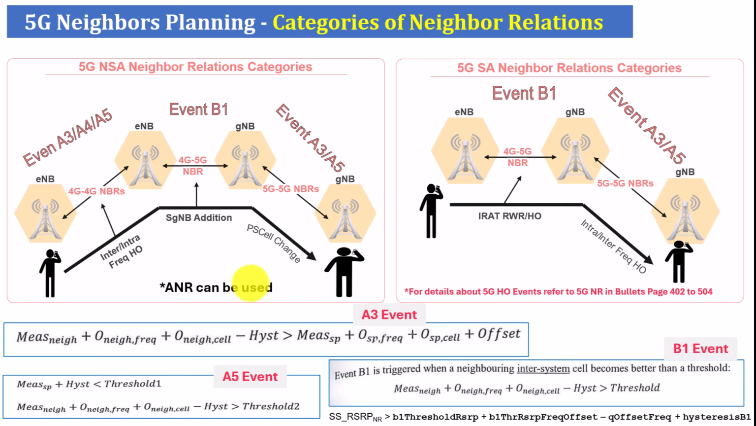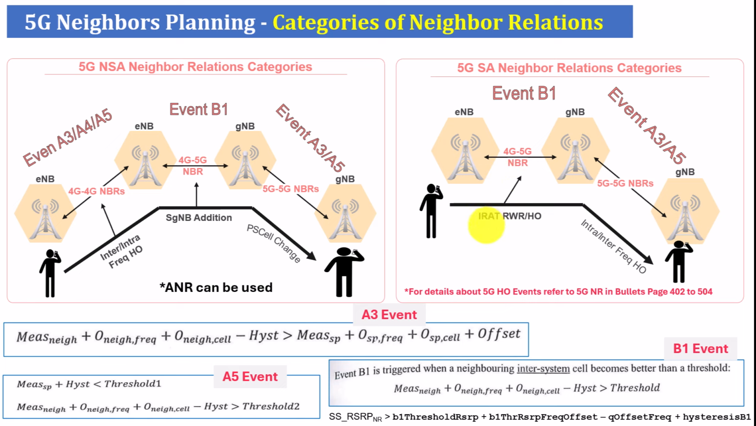And also I have a video explaining this part. You can refer to this video in my channel. Just to quickly recap, in other words, 5G standalone neighbors are actually very simple compared to non-standalone. As you can see here, we have just the E-node B to G-node B.